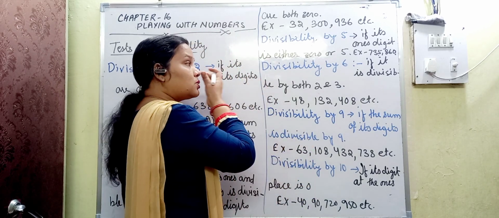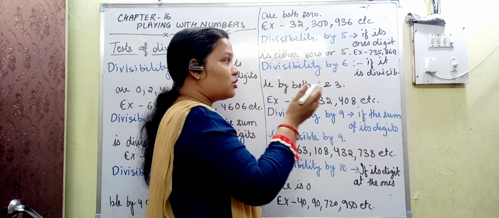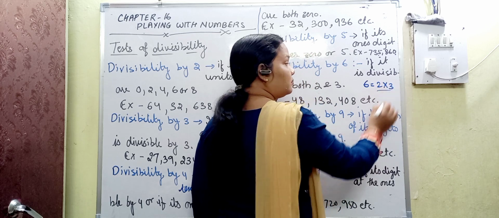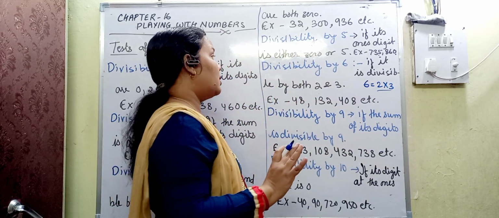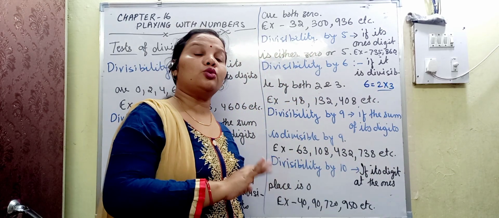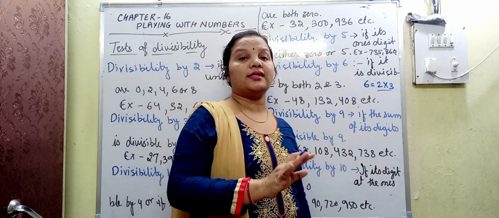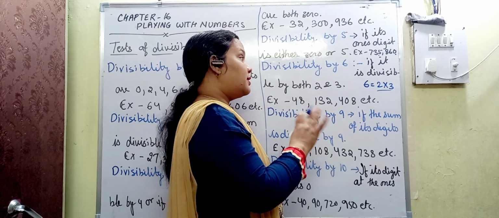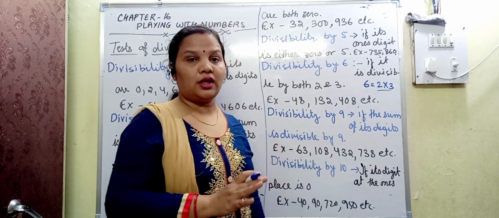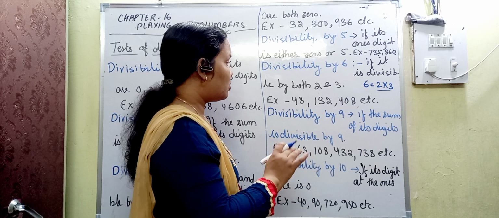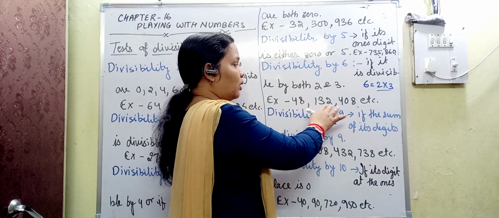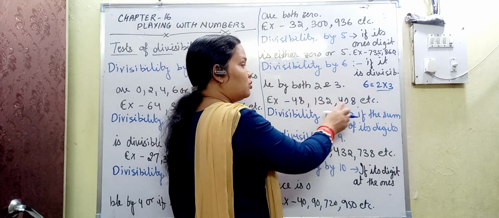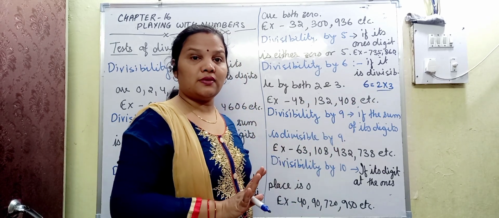So now next is what? Divisibility by 6. As you know, 6 is the product of 2 and 3. So if any number is divisible by both 2 and 3, then we can also say that yes, that number is also divisible by 6. So if it is divisible by both 2 and 3, then it is also divisible by 6. You can see the examples 48, 132, 408. The units place numbers are 8, 2 and 8. It means these numbers are divisible by 2.